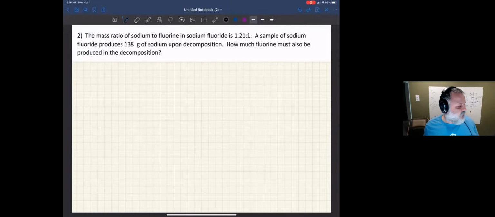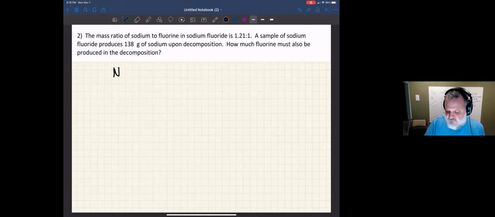Okay, here's a constant composition problem that talks about sodium fluoride. It says the mass ratio of sodium to fluorine in sodium fluoride is 1.21 to 1. A sample of sodium fluoride produces 138 grams of sodium upon decomposition. How much fluorine must also be produced in that same decomposition?